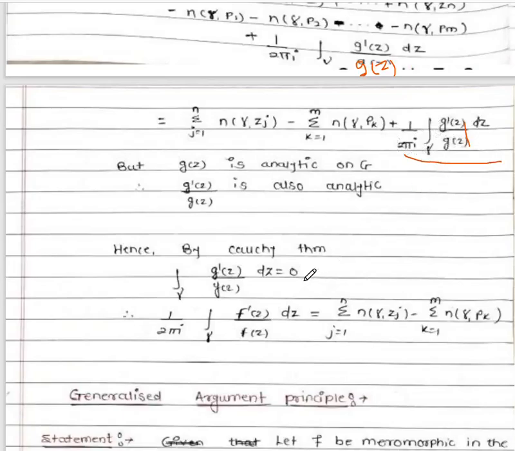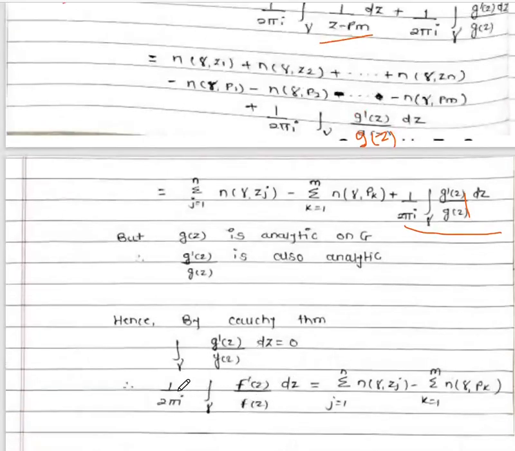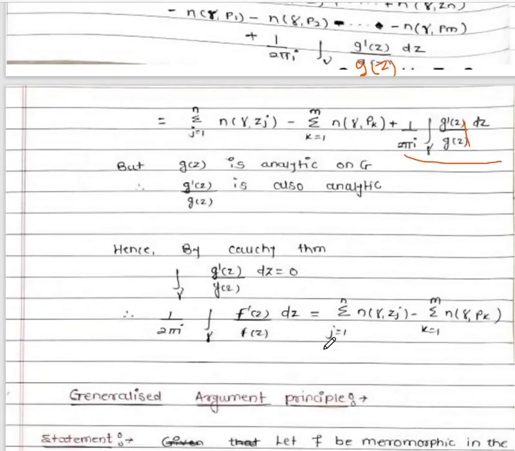Okay, so hence we can write the left hand side, that is 1 upon 2 pi i integral over closed curve gamma of f dash of z upon f of z dz, equal to summation eta of gamma, zj, j equal to 1 to n, minus summation eta of gamma, pk, k equal to 1 to m. Okay, so this is the complete proof of the argument principle.